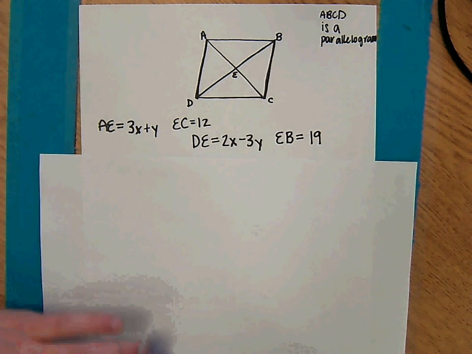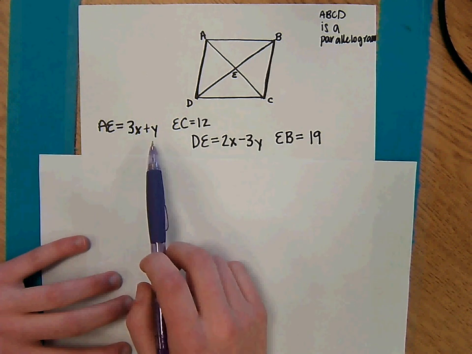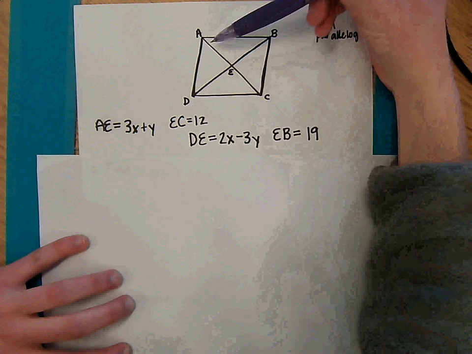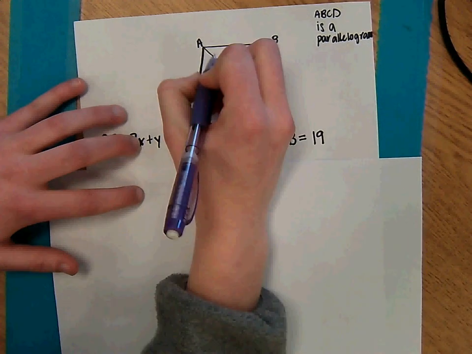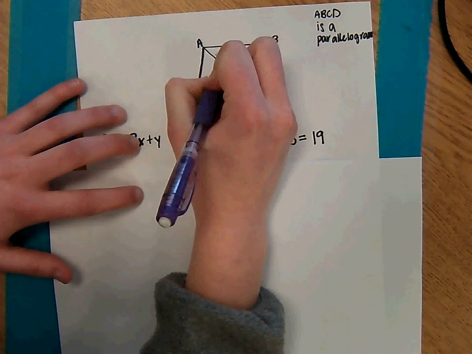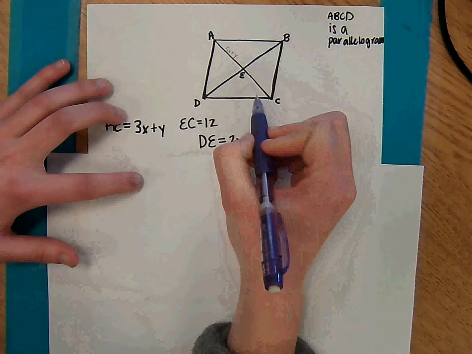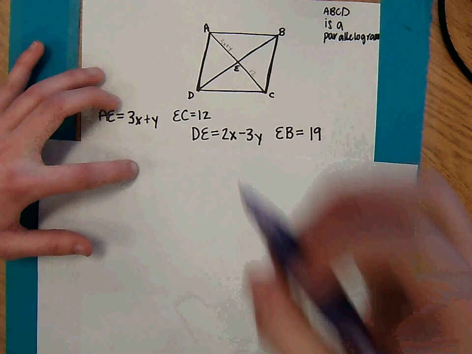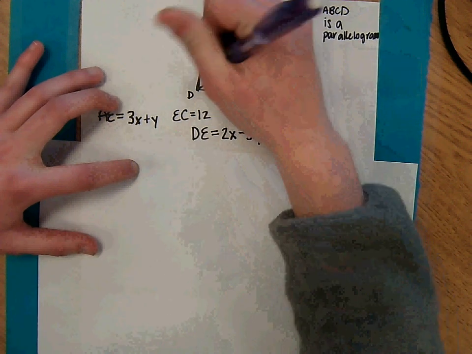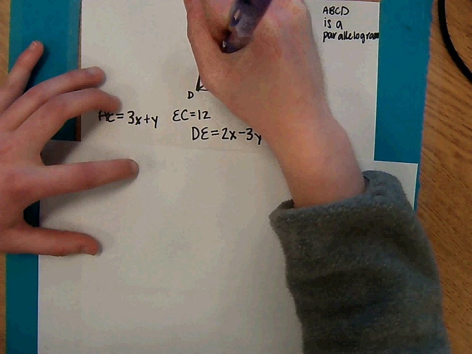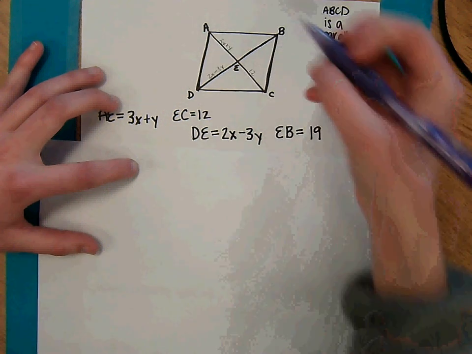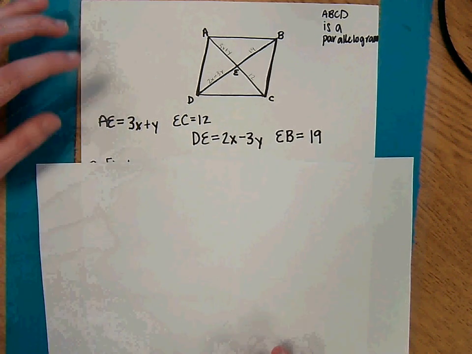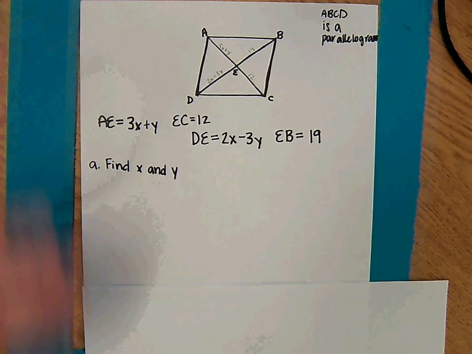So it gives you AE equals 3x plus y, and EC equals 12. So you see that AE right here equals 3x plus y, and then EC equals 12. And with the other diagonal, DE equals 2x minus 3y, and then EB equals 19. Now I just went ahead and filled in what they gave us. So what they want us to do first is find x and y.